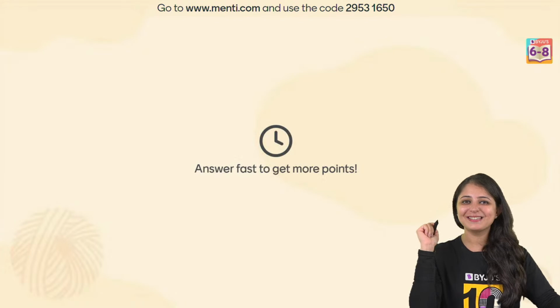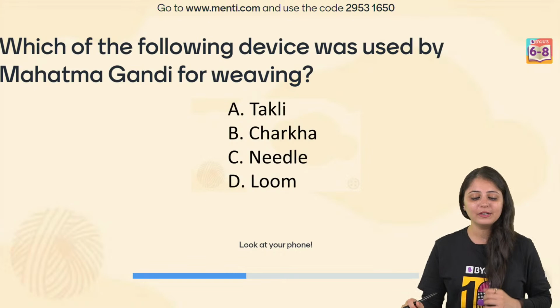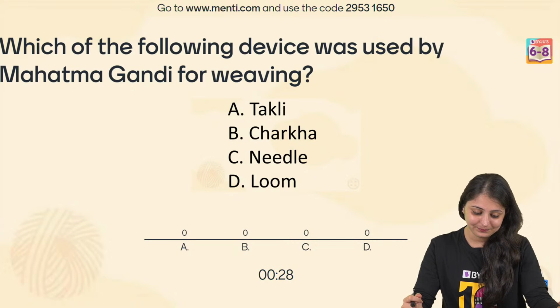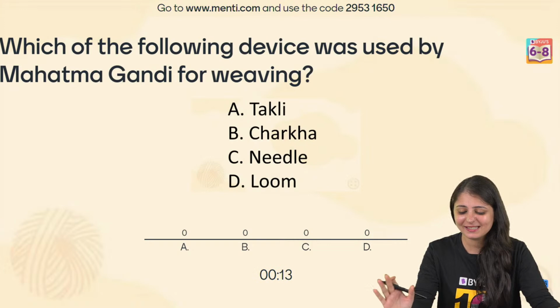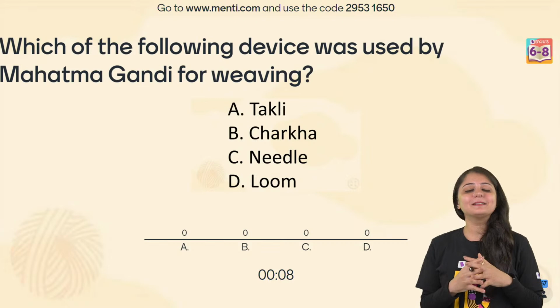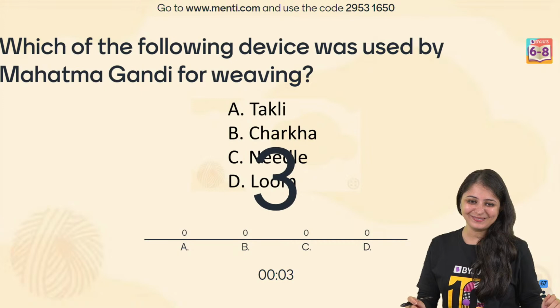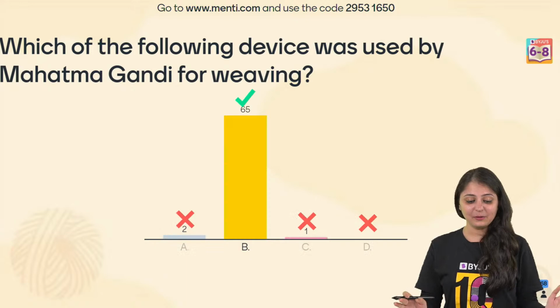Let's load the question. Which of the following device was used by Mahatma Gandhi for weaving? Takli, charkha, needle, loom. Batao. What is the correct answer? Is it option A, option B, option C, option D? Simple. Akshita is saying simple hai. Let's see. I'll decide whether it was simple or not, depending upon how many of you will get this one right. Easiest. Achha. Okay, let's see. Oh, 60 bhi main set kar sakti thi waise, bare minimum isme.